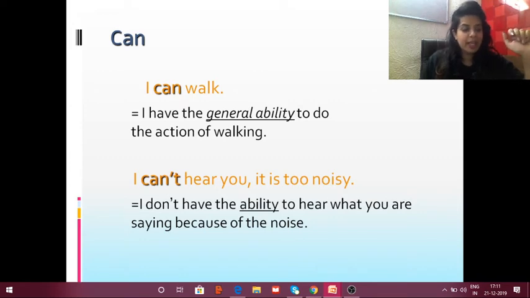And when I say, I can't hear you, it is too noisy, it means I don't have the ability to hear what you are saying because of the noise. I can't swim because I do not have the ability to swim, because probably I might not have learnt it. I cannot eat this food. It looks stale. I don't have the ability to eat it because I'm not fond of such kind. Right?